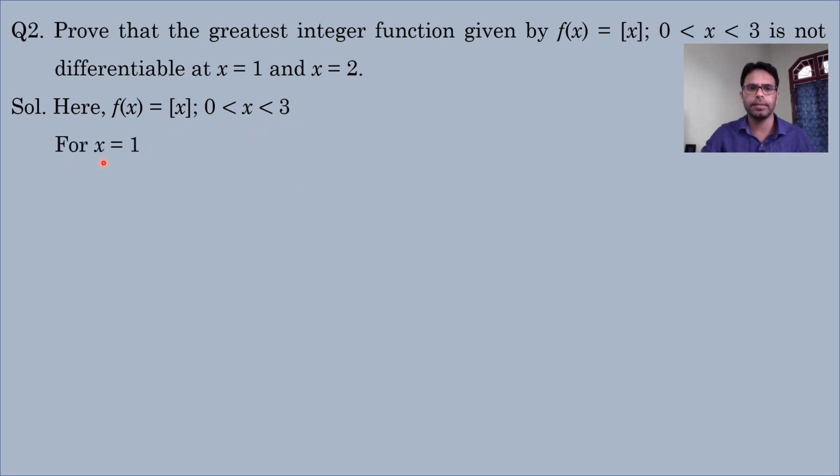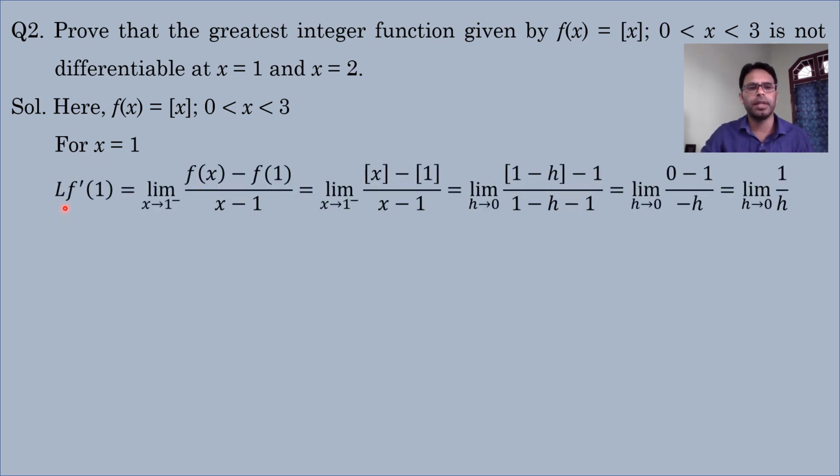X is equal to 1. Left hand derivative L(f)(1) is equal to the limit x tends to 1 minus, because the point is 1, of f(x) minus f(1) by x minus 1. f(x) is the greatest integer function, f(1) is greatest integer of 1, divided by x minus 1 remaining the same, making it h tends to 0. It is 1 minus h, the greatest integer of 1 remains the same because it is an integer, and here it is 1 minus h minus 1, the 1s cancel.